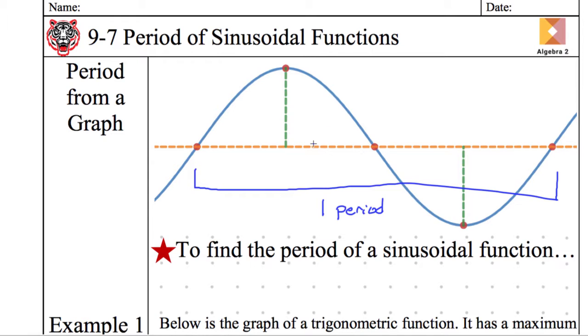What is that distance? So if that is one period right there, that means that the distance between here and here is how much of a period? Half. 1/4. Is it half or a fourth? 1/4. It is 1/4. So let's label that 1/4 of a period.